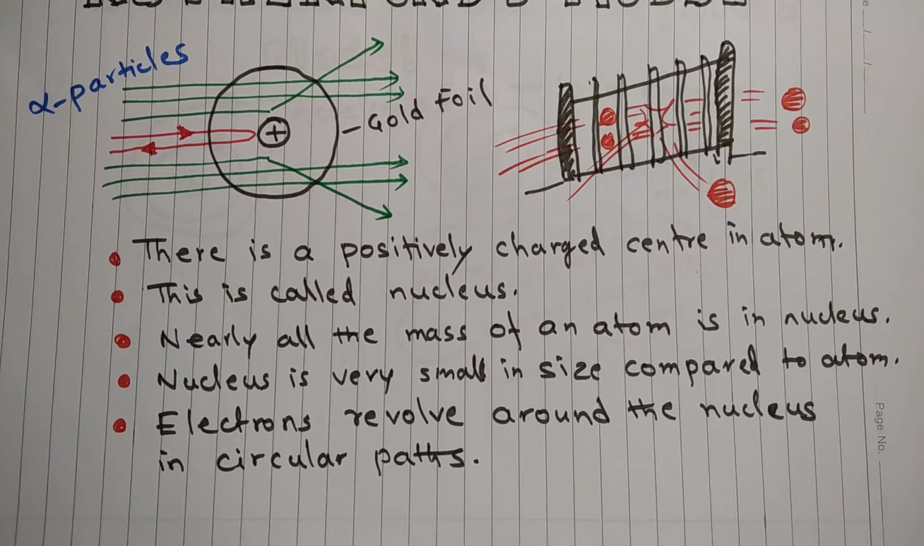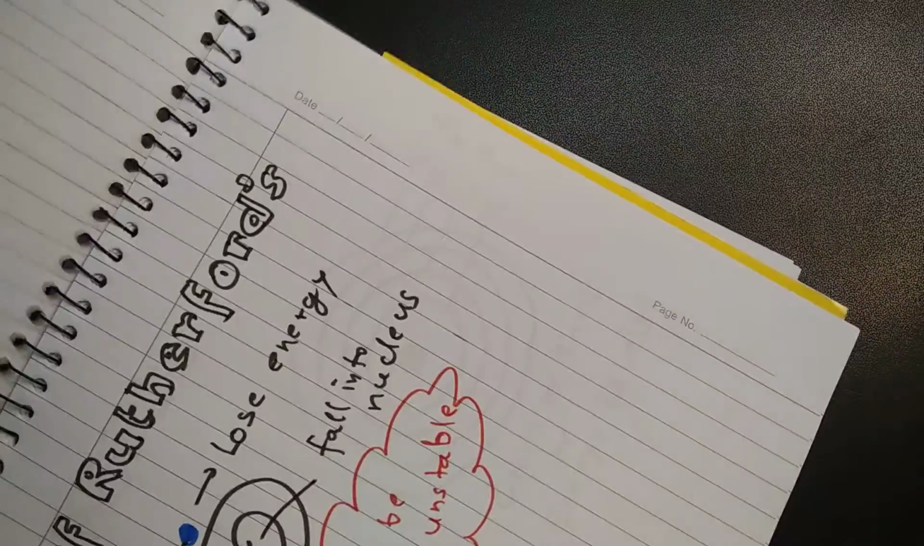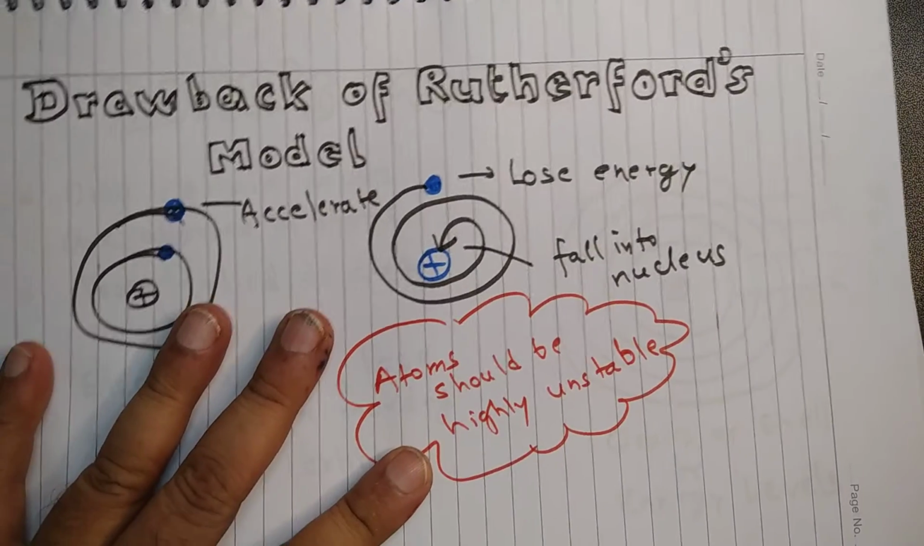So by doing this experiment, Rutherford could correctly explain the model of the atom in which the nucleus is in the center and electrons keep moving around the nucleus. But there was one drawback of Rutherford's model.